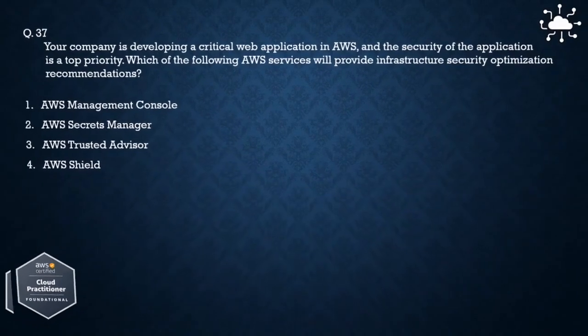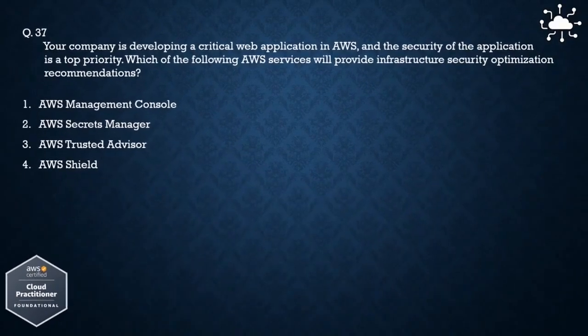Question 37. Your company is developing a critical web application in AWS, and the security of the application is a top priority. Which of the following AWS services will provide infrastructure security optimization recommendations? 1. AWS Management Console. 2. AWS Secrets Manager. 3. AWS Trusted Advisor. 4. AWS Shield. The correct answer is AWS Trusted Advisor.